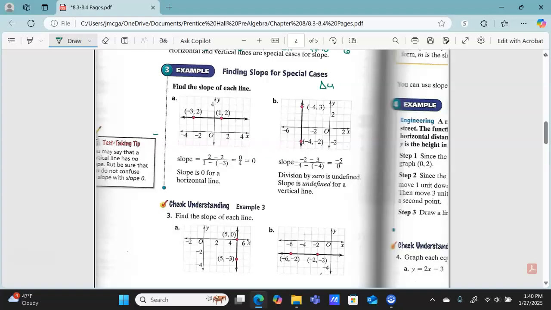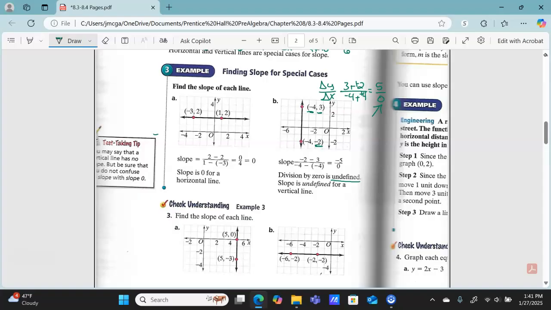Okay, and vertical line. So we find change in y over change in x. So 3 minus negative 2 over negative 4 minus negative 4. Well, that becomes a positive, and we get 5 over 0. Well, you're not allowed to have 0 in the denominator. We say that this is undefined.